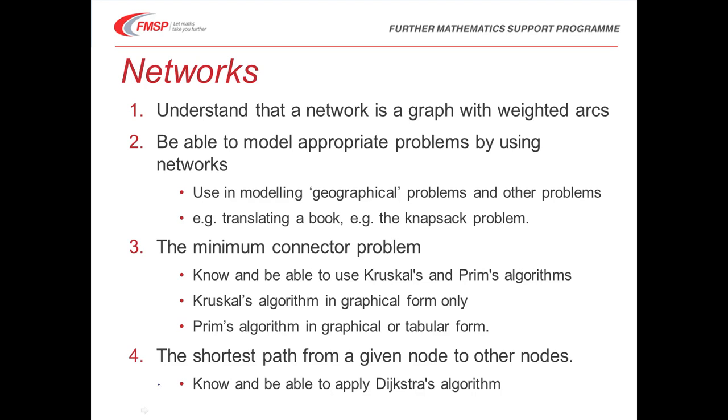Under that heading in the specification we find four sections. The first is just reminding us that a network is a graph of the type we've met before with weighted edges. In other words, we now have numbers on the arcs representing perhaps distances or journey times or whatever the question demands.